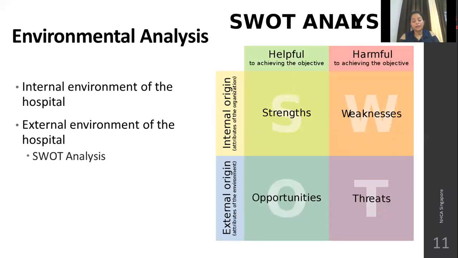Then we do the environmental analysis, and in environmental analysis you have to do internal environment analysis and external environment analysis. And external environment analysis is called the SWOT analysis. In internal environment, you will see the strengths and weaknesses of your staff, the expertise, the turnover, technical manpower, retention of staff, job satisfaction among your staff. These are the factors which will affect the internal environment. In external environment, SWOT analysis is done, that is strengths, weaknesses, opportunities, and threats will be analyzed from the external point of view for your organization.